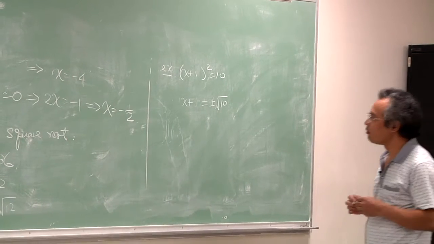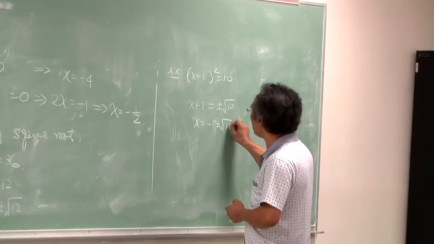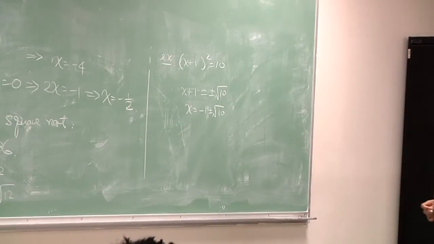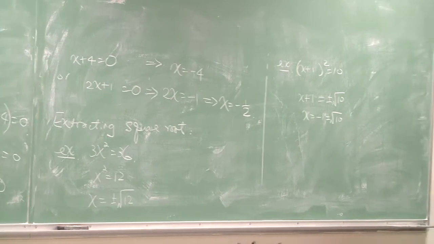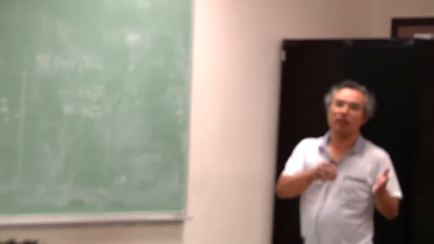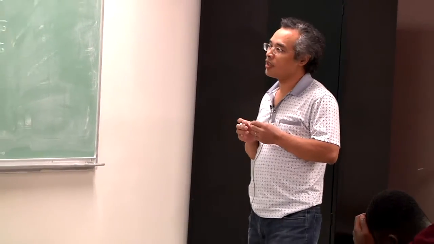Okay, so then you just subtract the 1 to get a solution. So there are two solutions again. Negative 1 plus square root 10 and negative 1 minus square root 10, but people usually write both solutions in one expression like this. Okay, so you can see the quadratic equations usually give you two solutions most of the time. And this is the extracting square root.